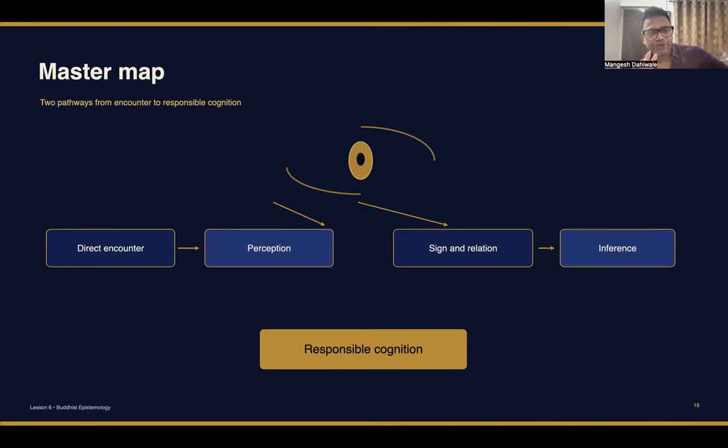So there are some exercises that we might undertake today, like we observe colors without interfering, just have the direct perception, pratyaksha pramana. So this is the direct encounter, perception, and signs and relation through which we draw inferences.